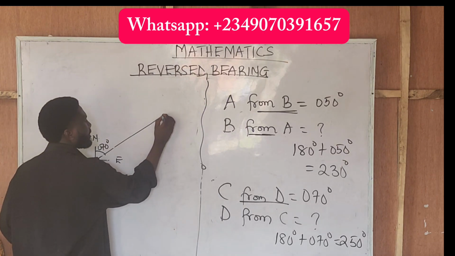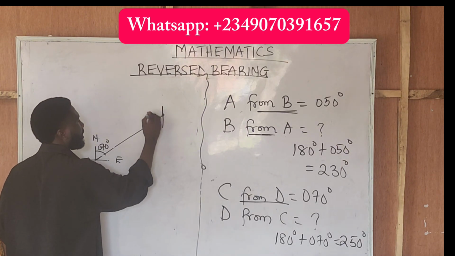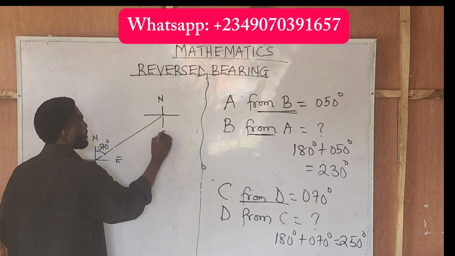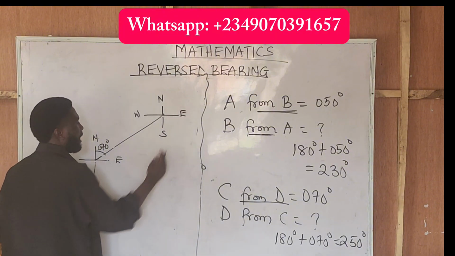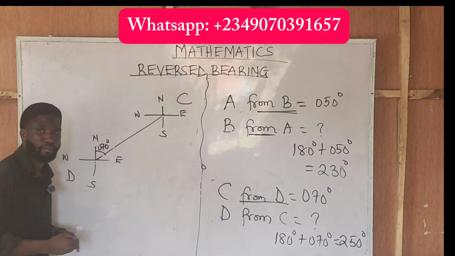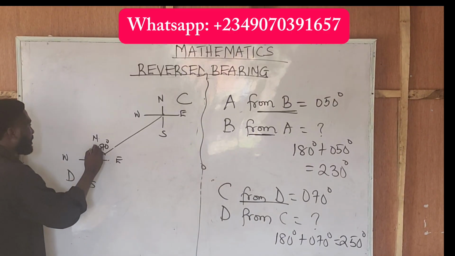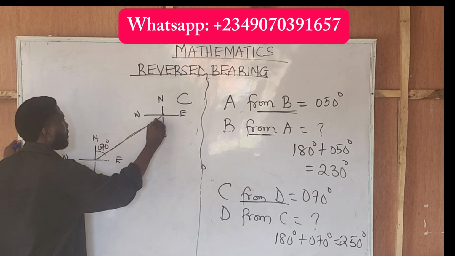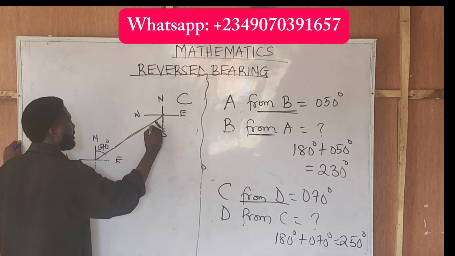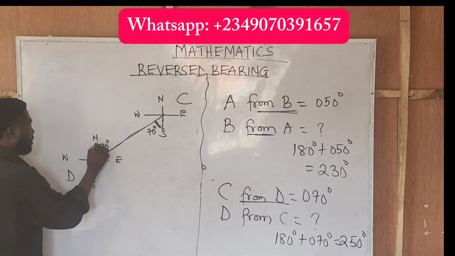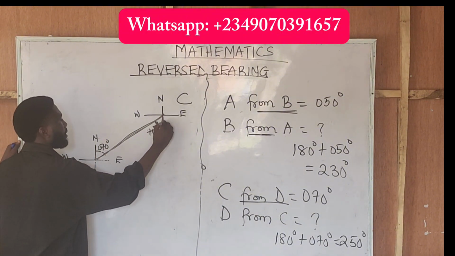So get a center, then 4 cardinal points. Here's north, south, west, and east. And this indicating point C. So you should know before we continue that if this one is 70 degrees, alternate angle here will give us 70 degrees. I hope you understand now. Alternate angle here will give us 70 degrees.